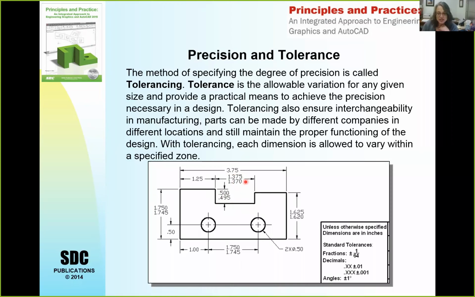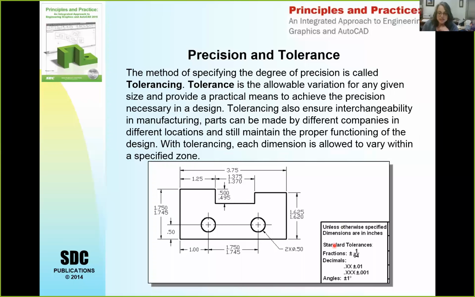We don't have a nominal dimension indicated, and we'll talk about nominal in a minute. What we've got is a maximum and a minimum. So this is one style of tolerancing. It doesn't give us a plus or a minus from a nominal. What it says is, as long as you are anywhere between 1.625 and 1.620 inches on this vertical dimension, your part is within acceptable measurements.